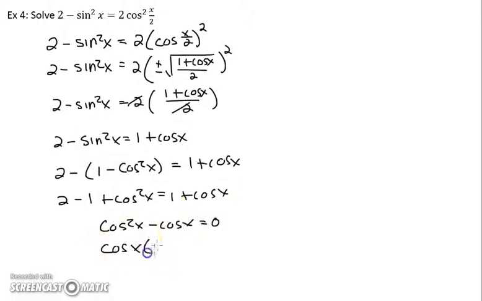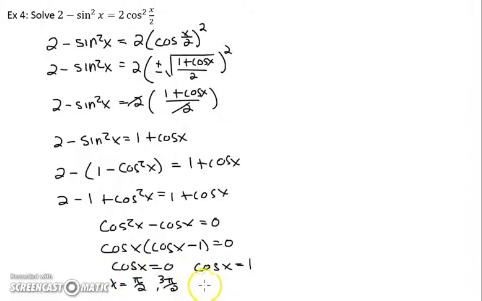Factor a cosine. And set each piece equals 0. And we're going to get, by our unit circle, cosine of x is 0 when x equals pi over 2 and 3 pi over 2. And then cosine equals 1 at x equals 0.